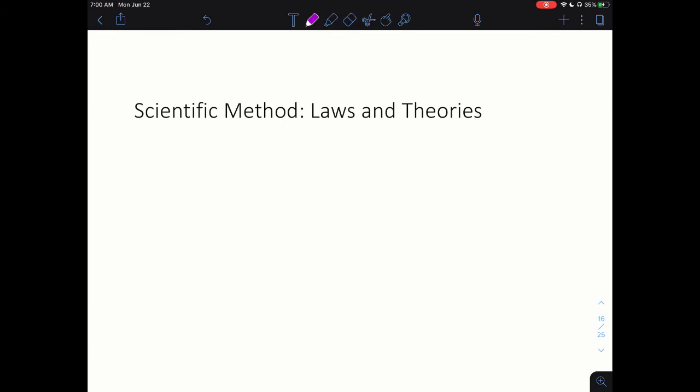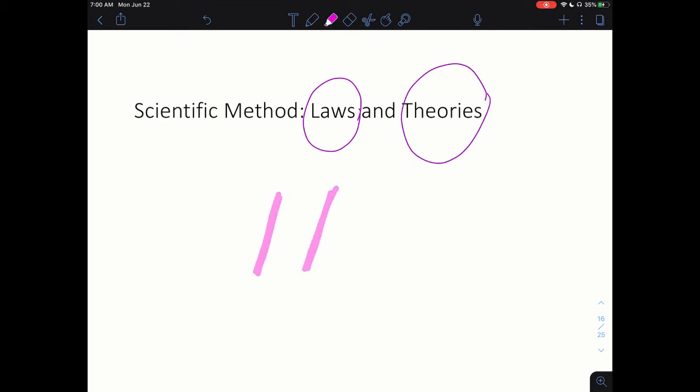Let's think about laws and theories for a moment. So now we know how to design experiments, how to consider variables, and we've done some experimentation. So now we're communicating with other scientists, and we're communicating laws and theories. So take a moment again and pause and write down what you think laws and theories are.